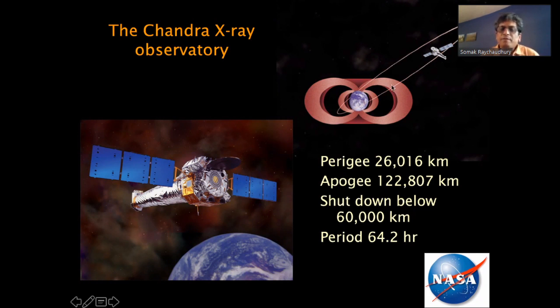It has to go very, very far away, hundreds of thousands of kilometers away from the Earth. And it can observe only in this region when it's very far away from the Earth. And it's shut down when it comes very close to the Earth. It has a period of 64 hours, and it is built in a very special way.